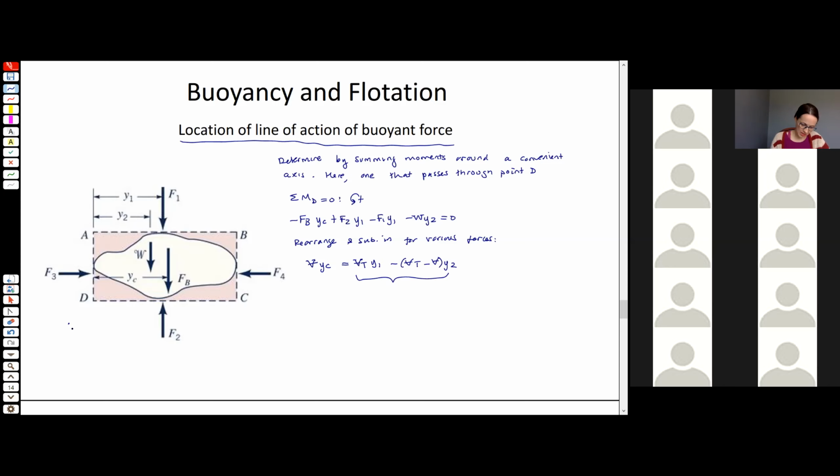Let me say what that means. The regular volume is the volume of the body, as we talked about on previous slides. V total is the volume of the parallelepiped. So this term on the right-hand side ends up being the first moment of the displaced volume with respect to the XZ plane. So that means that Y_C is the coordinate of the centroid of the volume.